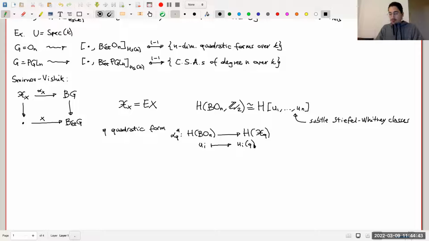And so these are new invariants for quadratic forms. In particular, they see many things. I want to say something just about the fact that they see the triviality of the quadratic form. For example, we know that Q is split if and only if u_i(Q) is 0 for all i. Actually, Smirnov and Vishik prove even more: the triviality of certain subtle Stiefel-Whitney classes is related to the belonging of Q to certain powers of the fundamental ideal of the Witt ring.